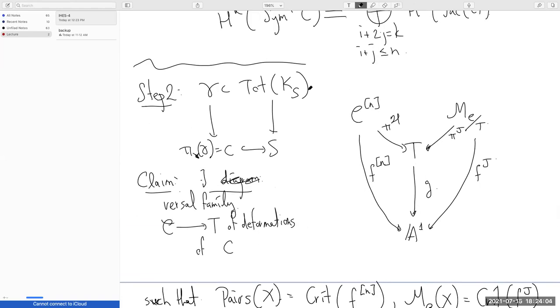And so the picture you end up with is that here's M_beta of X. The Chow variety of X, at least after I maybe shrink it, sits inside here. And then similarly for the pairs space.